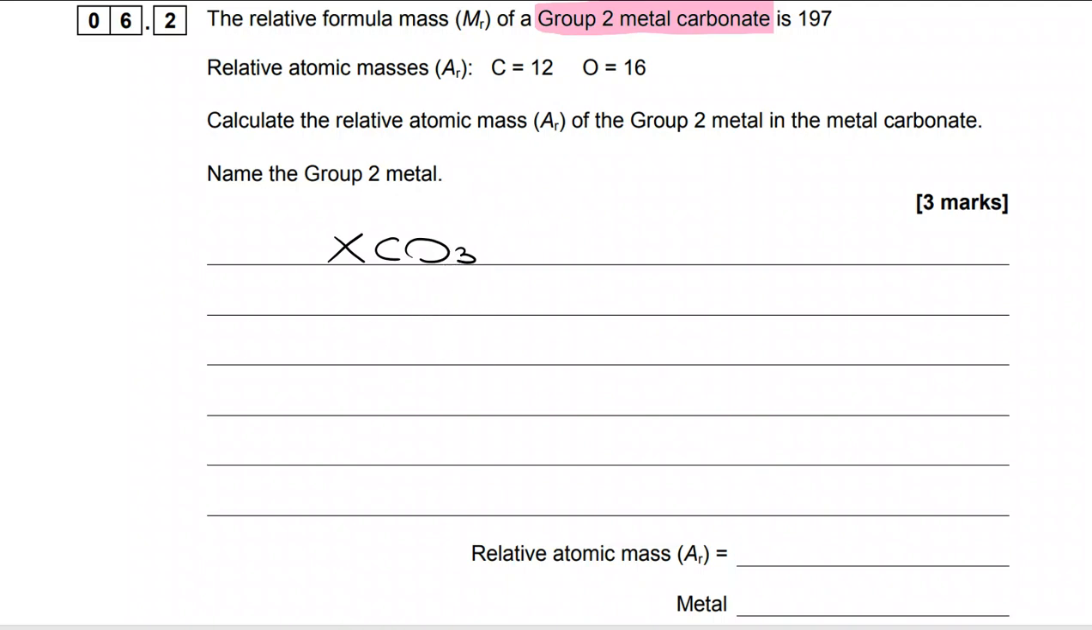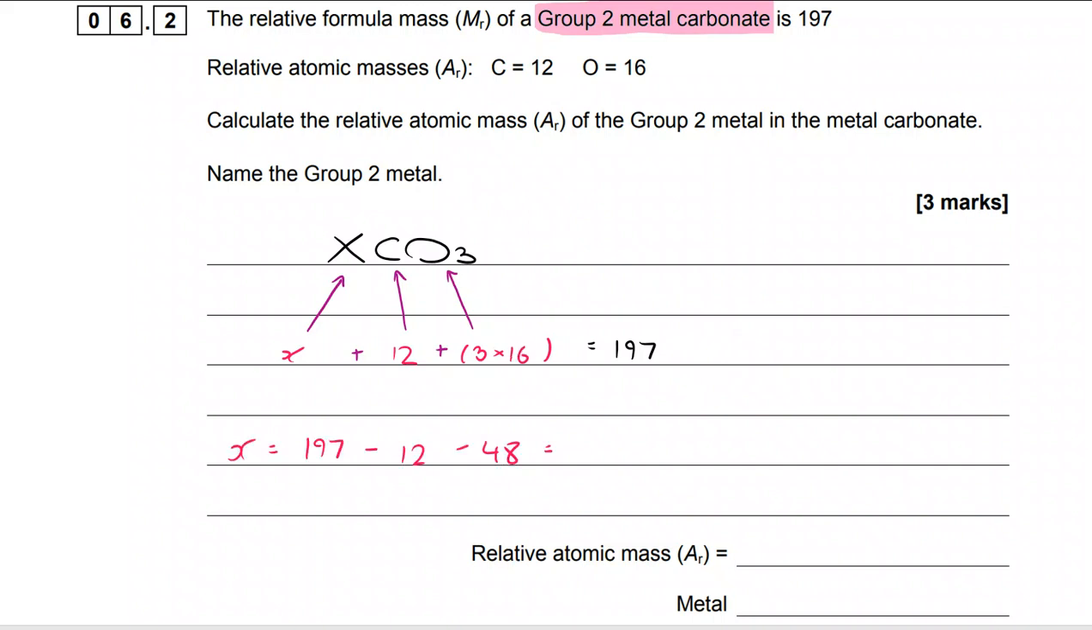If you don't remember that crucial fact, you're going to start losing marks. Now, we don't know what the value of X is. That's what we're calculating. So I'm going to call X's value X. But we do know that carbon is 12, and we know that oxygen is 16. There are 3 of them. So that's 3 times 16. And all of those together are going to equal 197 because that's the total molecular mass.